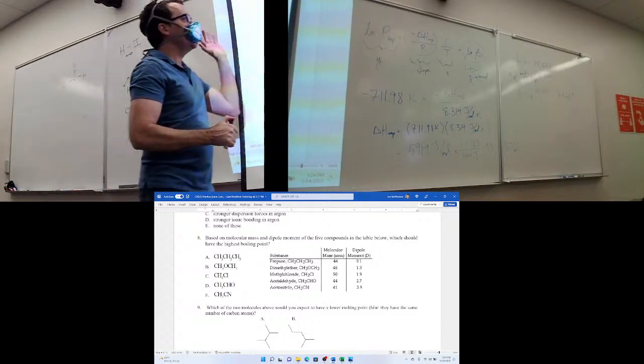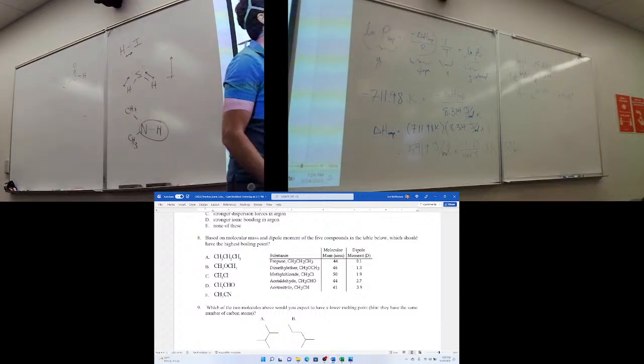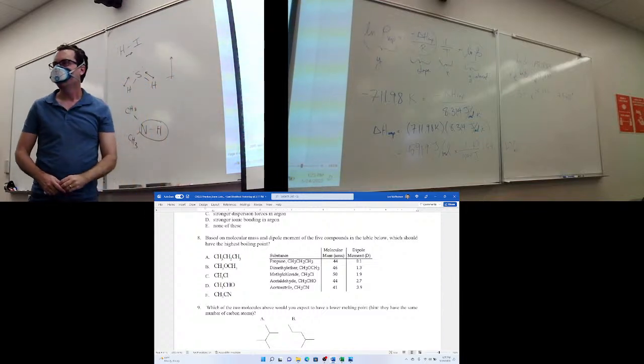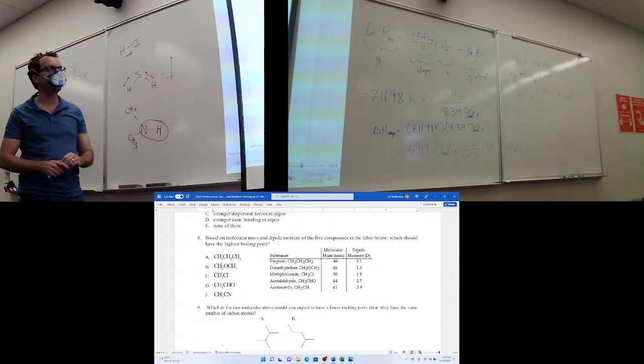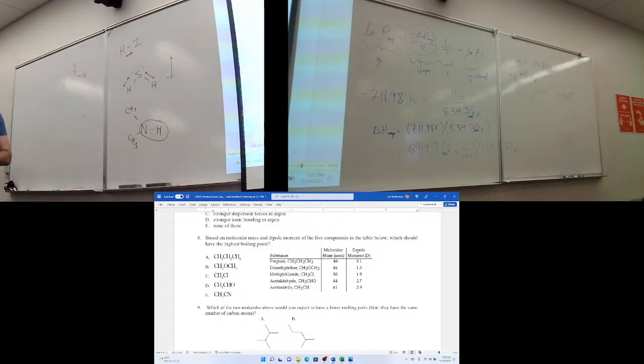So ignore all that, because they're literally giving you the measurements of the dipole moment. The one with the highest dipole moment is going to have the strongest IMFs, and that's going to have the highest boiling point. So if they didn't give us the table, we should probably draw the Lewis structures, because if you didn't draw it, then I would think that it is.